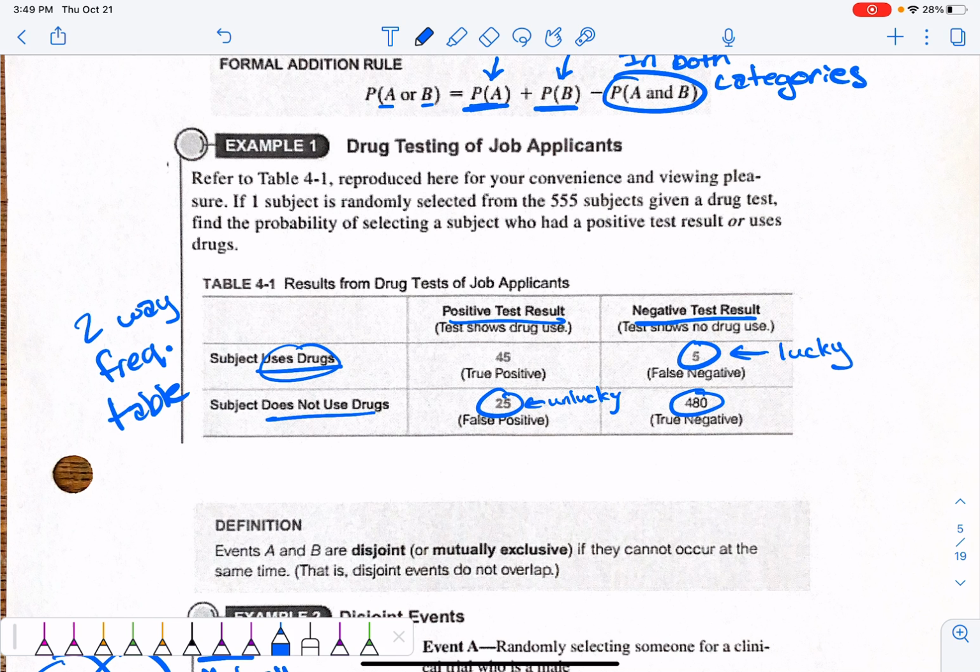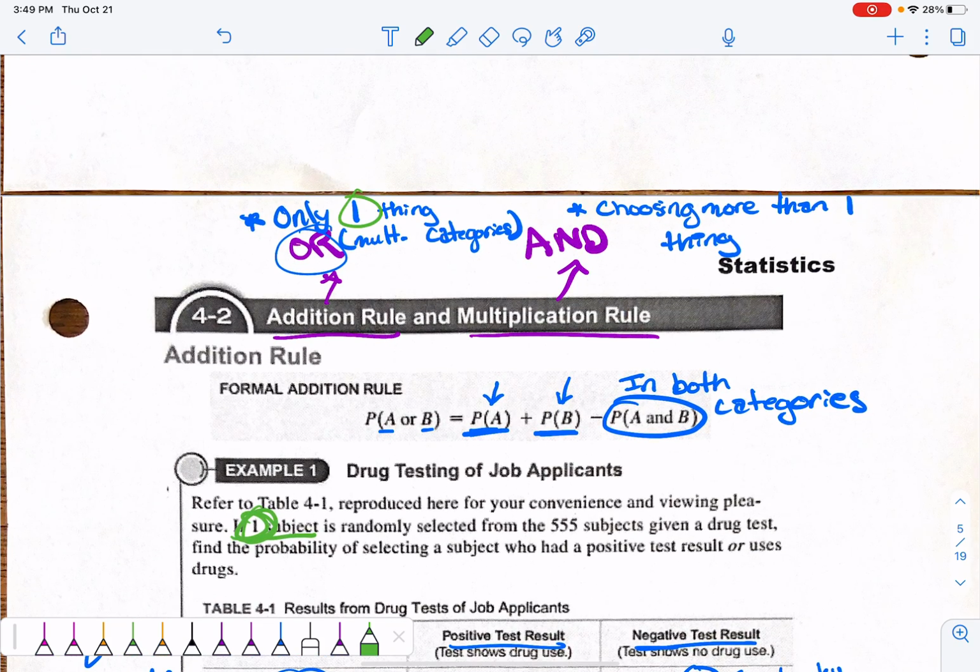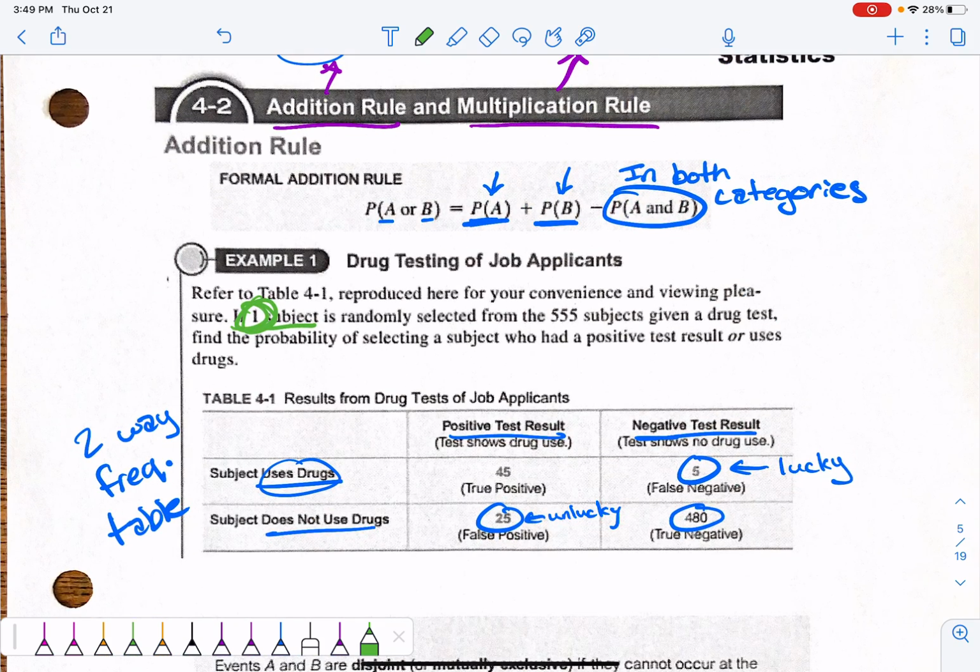And the question we have here says, if one subject, again, there's the word one, we're only choosing one thing, is randomly selected from the 555 subjects shown. I'm going to put 555 down here.